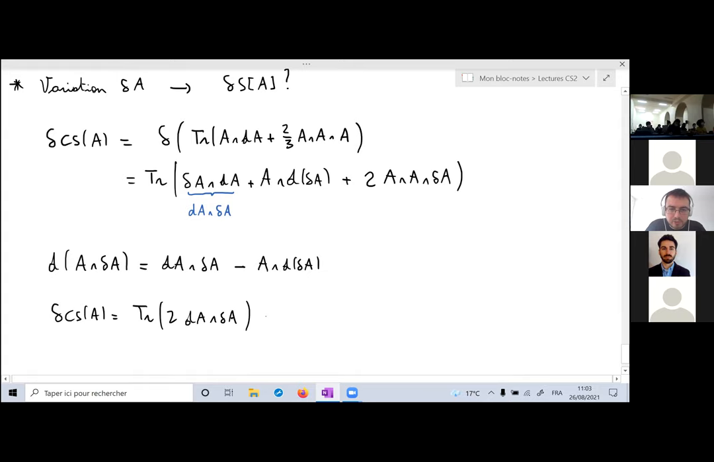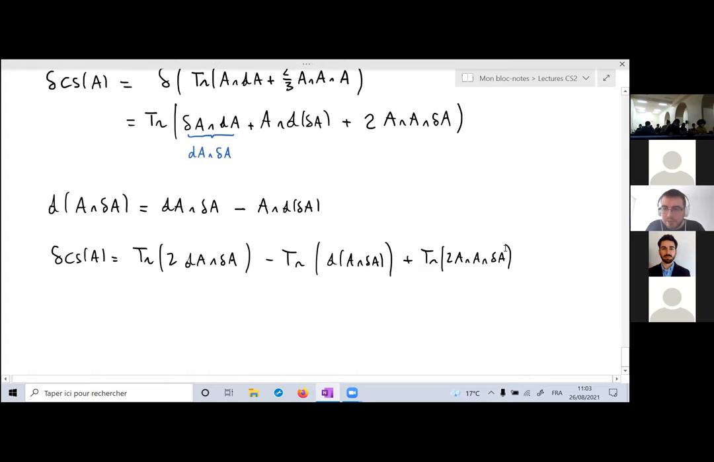Then I actually have a total derivative term, which is coming from here, right? Minus trace of dA wedge delta A. And then still I have this term here, trace of 2A wedge A wedge delta A. Now these two terms, the first one and the third one, we can recombine them. And what they form is exactly what we called the curvature before, which is dA plus A wedge A, right?